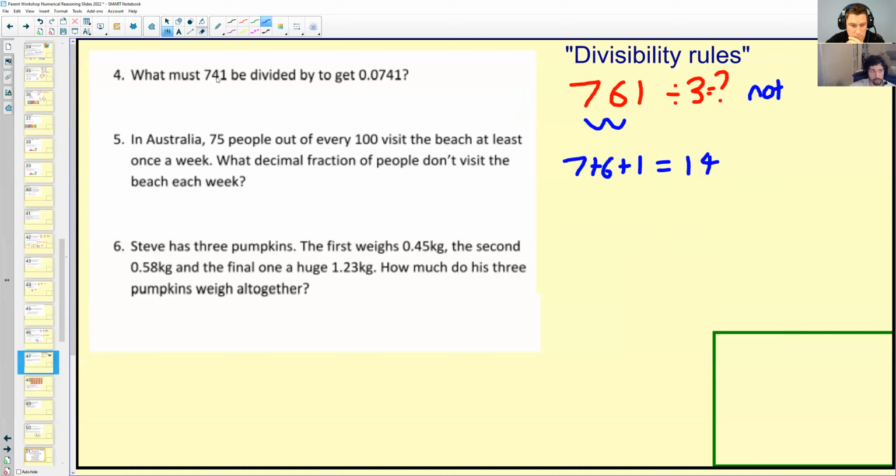75 out of 100. Well, that means this fraction. But again, if this many people do visit the beak, what percentage don't visit the beak?